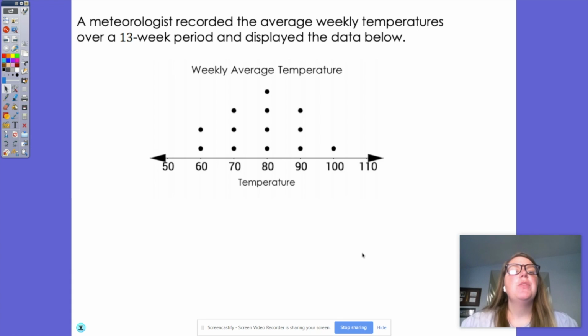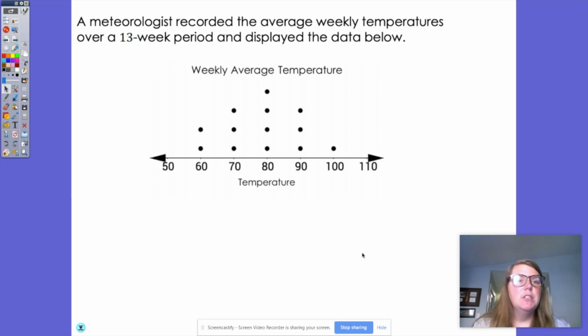Guys, this week we're going to continue our discussions on statistics. Last week at the very end, we started talking about measures of center. That included the mean and the median. We talked about skewed data versus normal data. And this week we're going to start by talking about measures of spread.